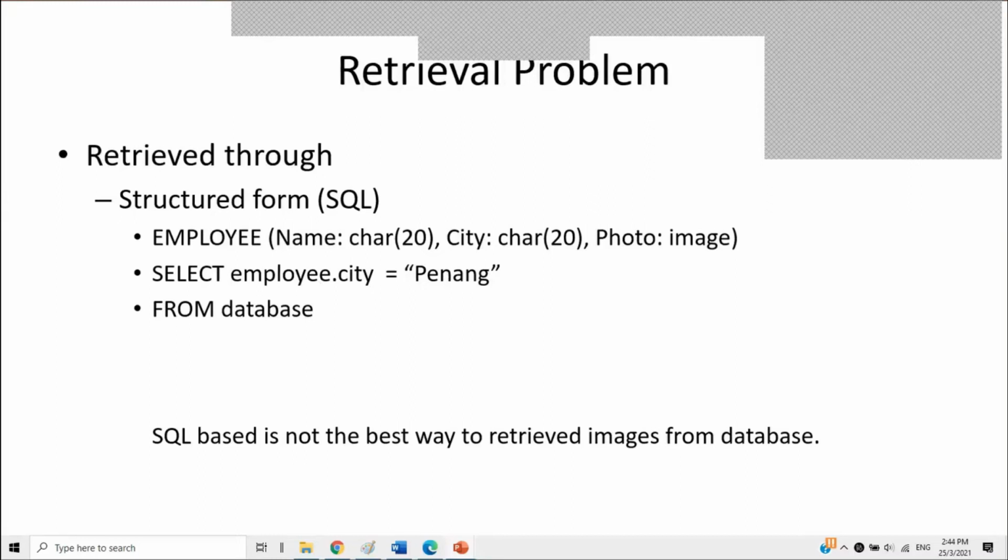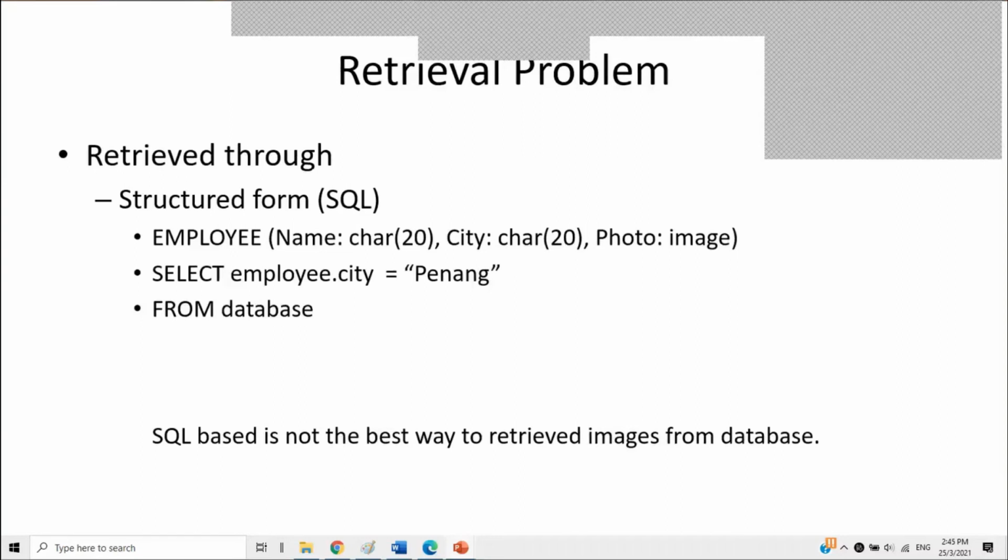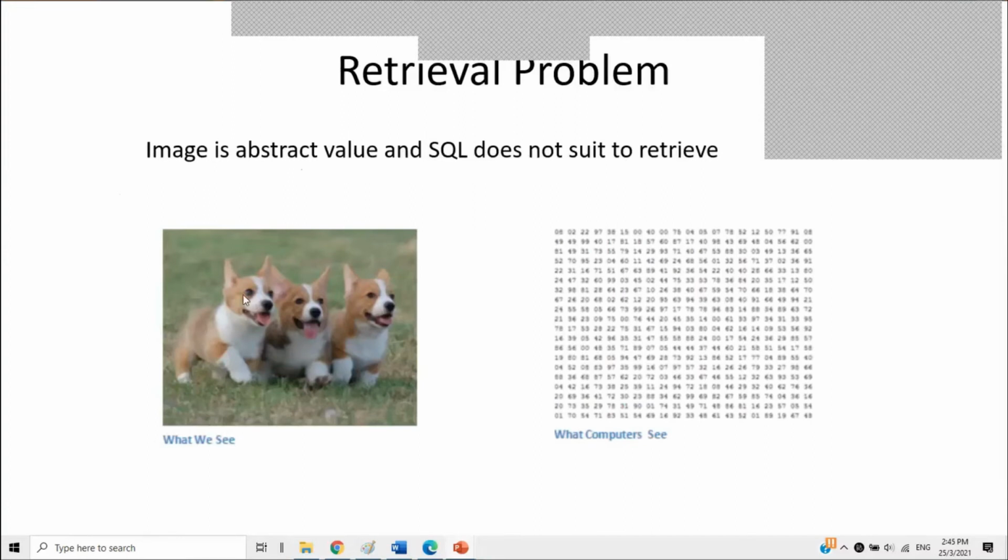It's simply because images are unstructured, and what you have in the database is a very structured way. Image is an abstract value, different from structured SQL. This is what we see, and this is what the computer sees. The computer sees only numbers. When we look here, we see many things. I see 3 dogs. They could be female. I think they're 1 year old, both of them, perhaps siblings, okay. And I see the faces quite happy. I think after getting their food, they're happy. So you can have a lot of story there, okay.